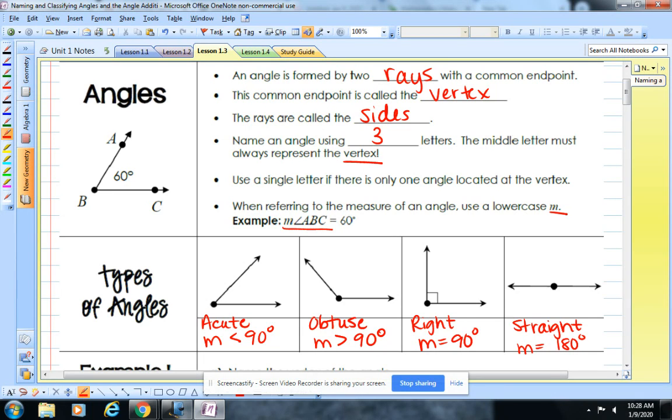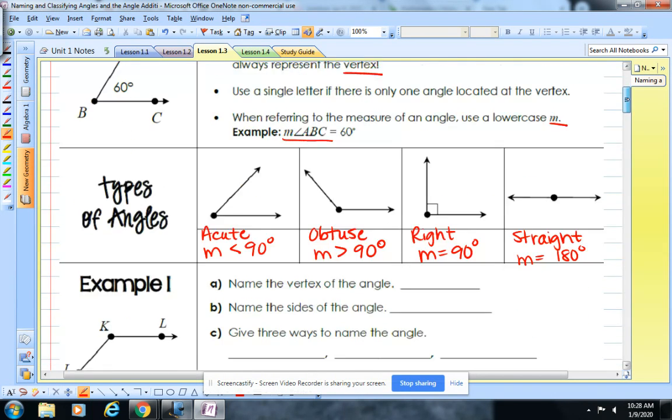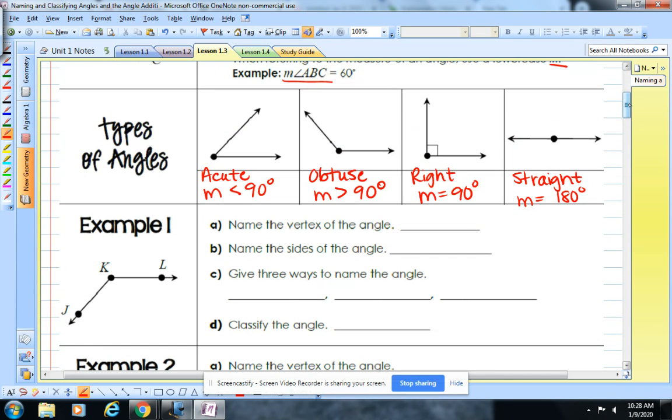Okay. So the next examples are just going to give us some pictures of some angles, and we're going to talk about some characteristics of those angles. Okay? So on example 1, they have this angle right here. Question A says, name the vertex of the angle. What point is the vertex of that angle? K. Y'all understand why K is the vertex? It's the middle point. Okay. Name the sides of the angle.